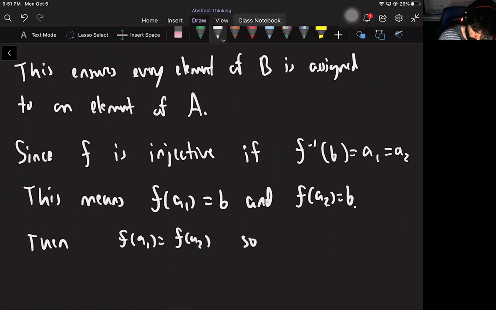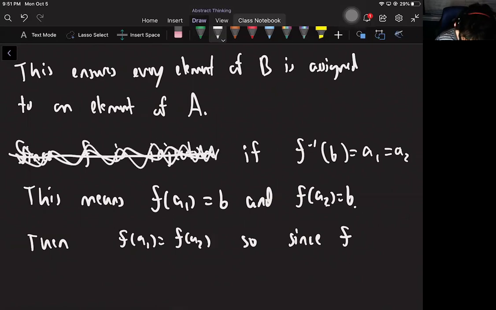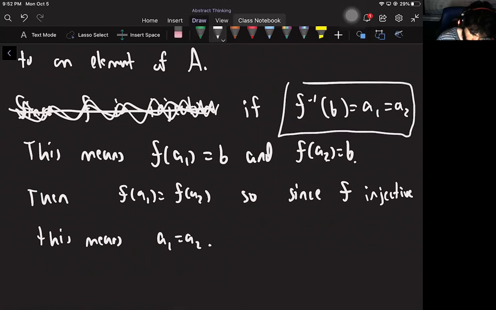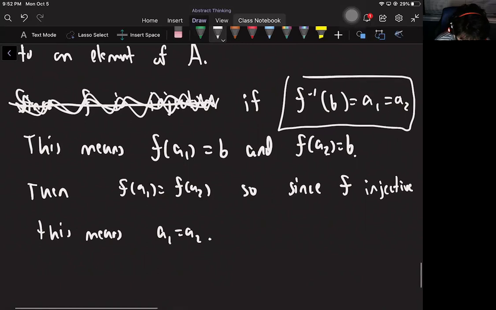And now I can use that f is injective. So really, I shouldn't have said this up here. Let me cross that out. I didn't use that f was injective yet. Now I'm using it. So since f is injective, because I'm in a situation where two elements are mapped to the same place, I can conclude that the two elements are actually the same. And so this ensures that if the inverse process sent my element b to two different places, it turns out it actually sent it to one place. They're the same thing.